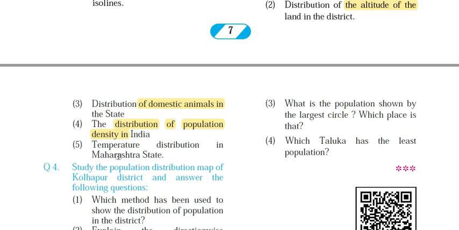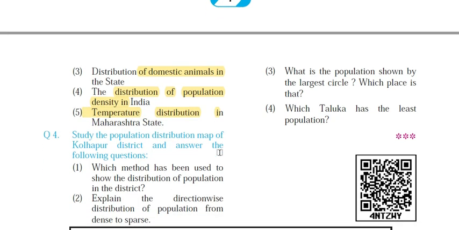Temperature distribution in Maharashtra state. Again, temperature is in ranges: 5 to 10 degrees Celsius, 10 to 15 degrees Celsius, 15 to 20 degrees Celsius. To each range we can assign a single color tint, so here again the choropleth method is very good. In this way we have discussed the third question also.